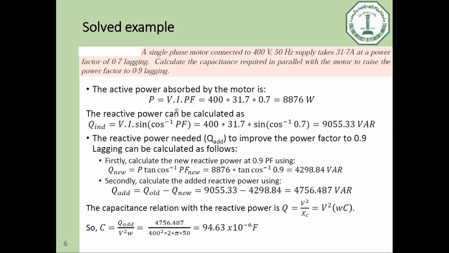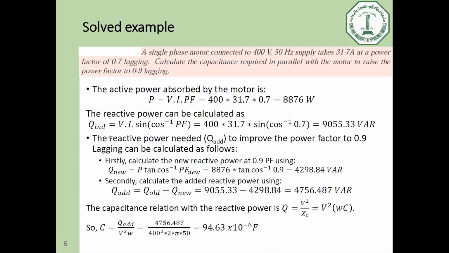In order to calculate the added reactive power, you need to know the value of Q old, which was absorbed by the motor at 0.7 lagging power factor, and you also need to know the value of the new reactive power absorbed from the supply at 0.9 lagging power factor. So we need to calculate Q inductive, which is Q old, and also Q new, and use these two values to get the added Q through the capacitance.